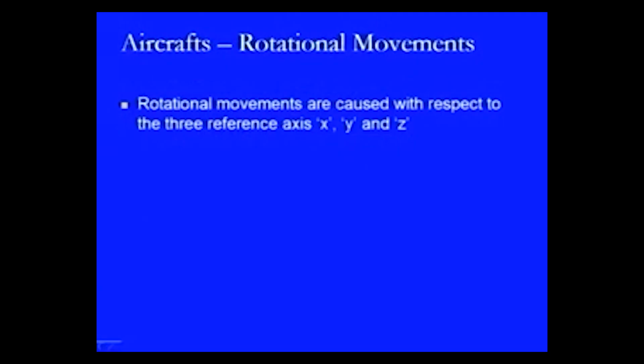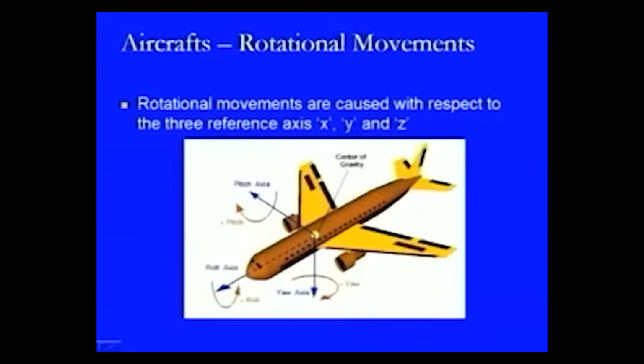Now, in this case what we can see is that there can be different types of movements which can take place, because as we have discussed, there are three reference axes: x axis, y axis and z axis. With respect to all these three axes, there can be movements. Now, what type of movements can be there, that we can also see in this diagram.